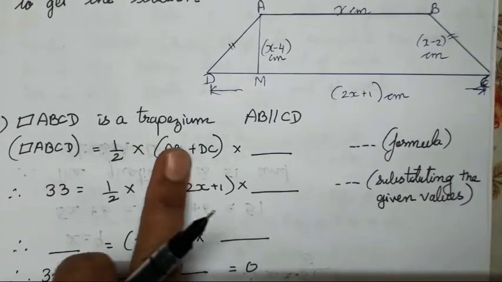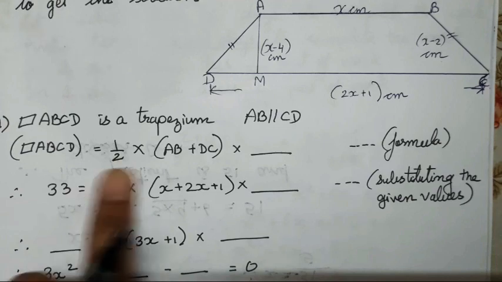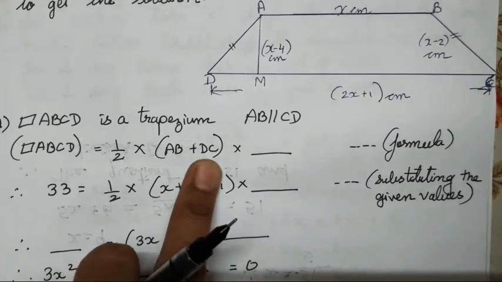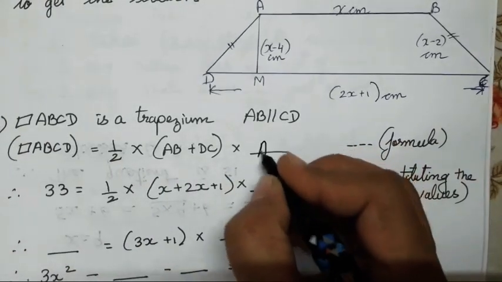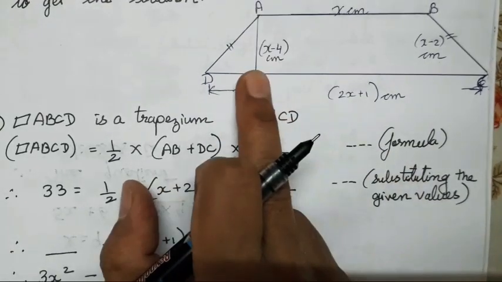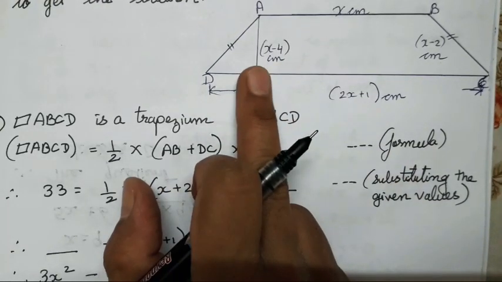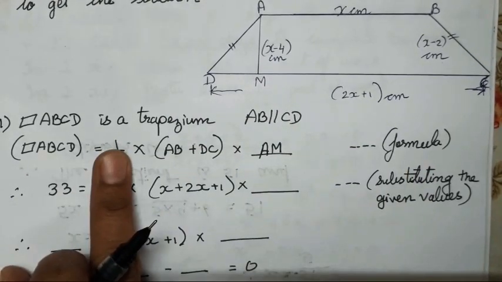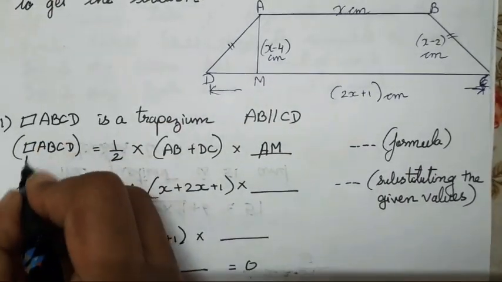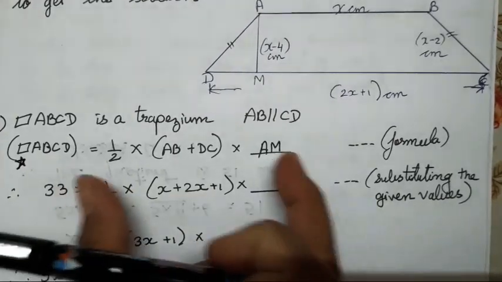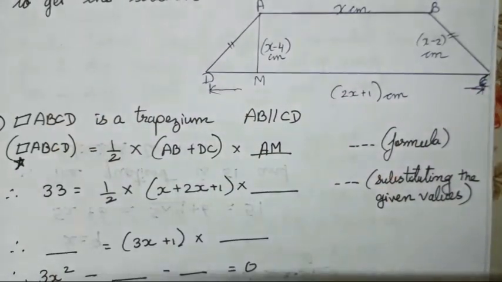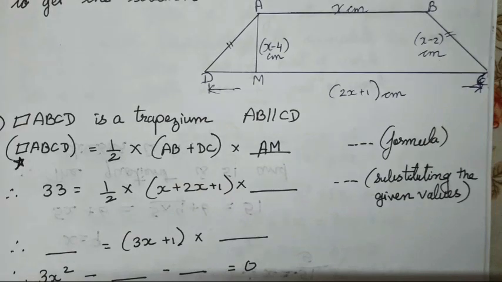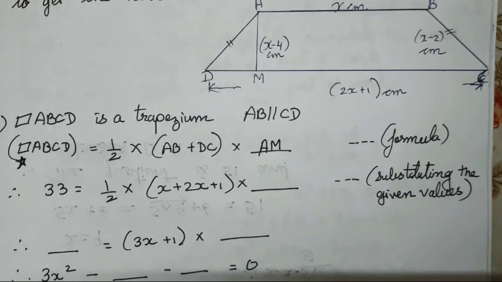So over here, using the formula, 1 upon 2 into (AB plus DC) into AM. AM is supposed to be the perpendicular side of the trapezium. This is the formula for finding the area of a trapezium. So this is important. Even in the exam, this question will be given and you all have to complete it, or it will be given in the same form as it has been given, in the form of fill in the blanks.